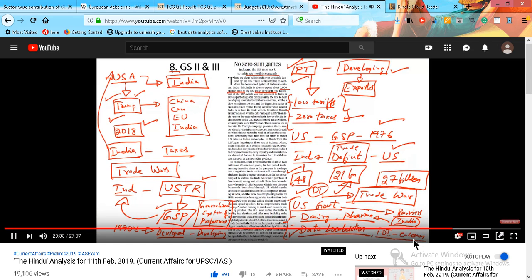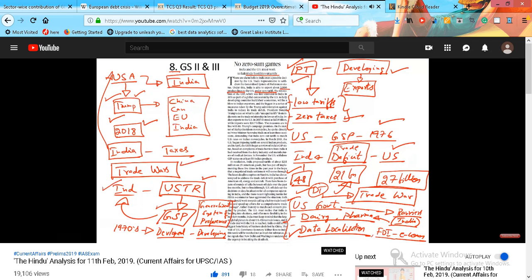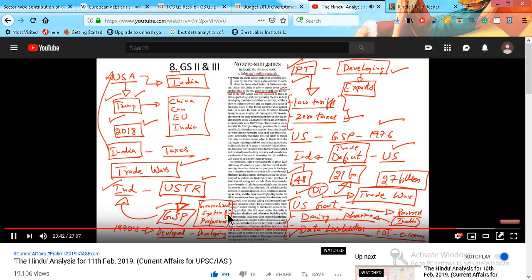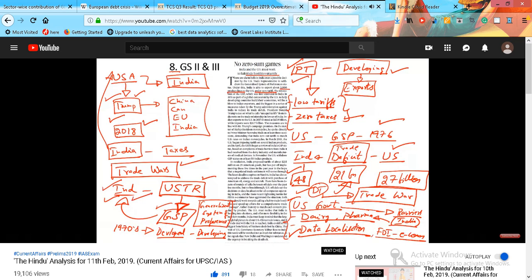So this has led to a trade war, and right now India is worried that the US trade representative might remove the GSP status to India. If the GSP tag is removed, Indian exports will definitely take a very big hit, and this would further affect the trade relationship between two major democracies, that is India and the United States.